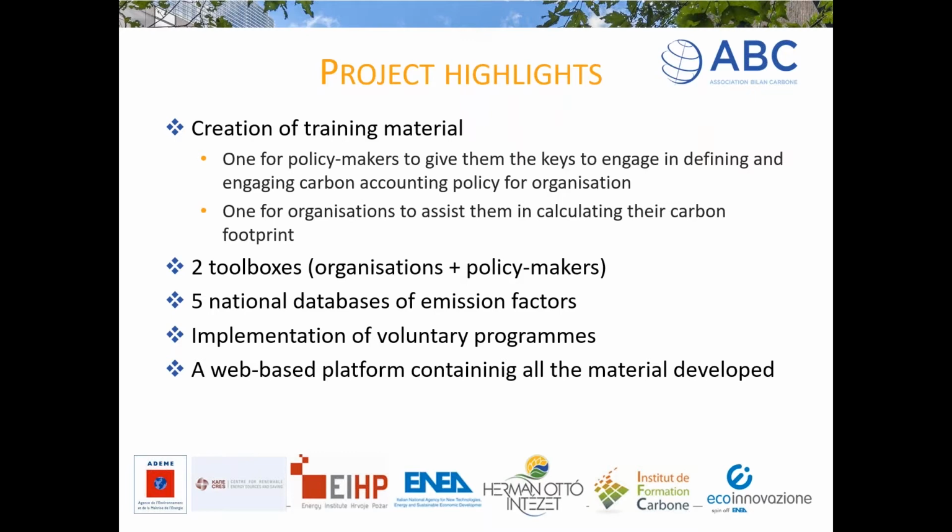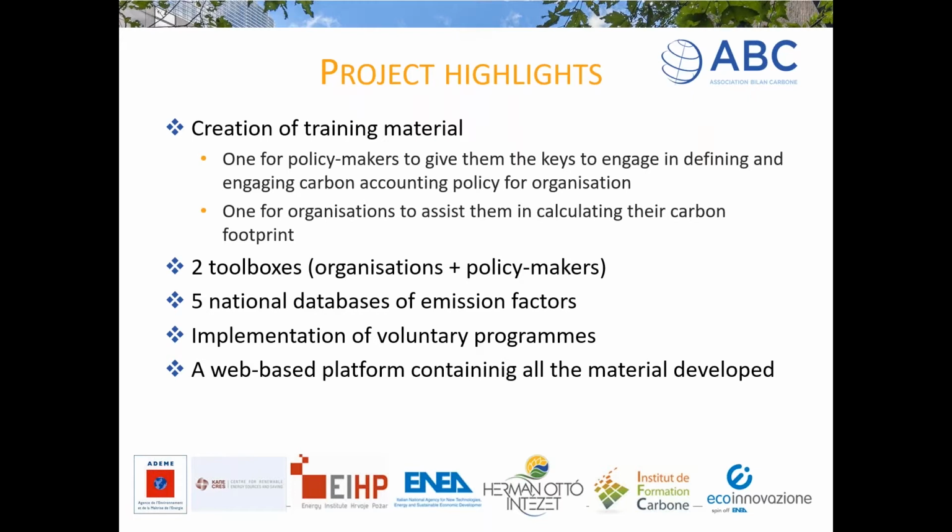training delivered to the organizations. So the policymakers who were trained first delivered the training at a national level to the voluntary organizations which joined the project, and that allowed them to get the first lessons about climate change. But the training material also allows them to understand what they are doing in calculating their carbon footprint.